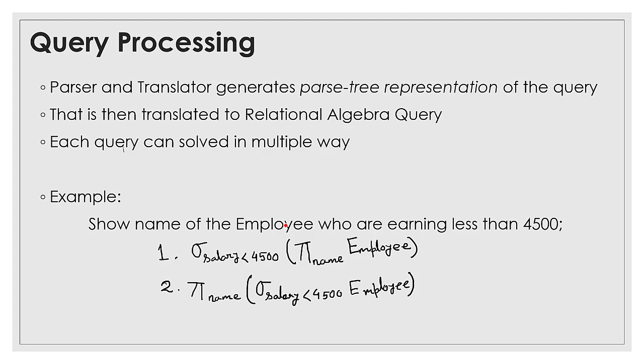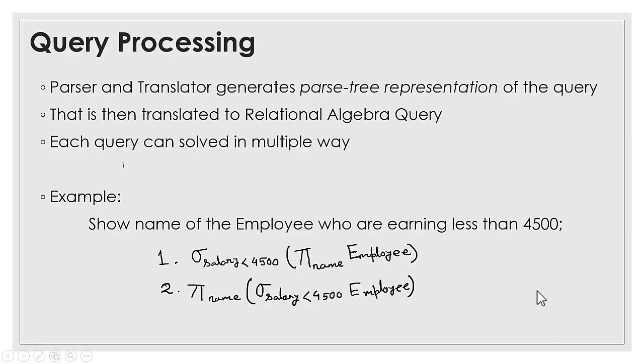Here, show the names of the employees who are earning less than 4,500. This can be done using several relational algebra queries. In the first case, we are showing all the names, so we are showing those where the salary is less than 4,500. In the next case, we are selecting those employees where the salary is less than 4,500, then we are showing those names. So the same query can produce two different relational algebra expressions.